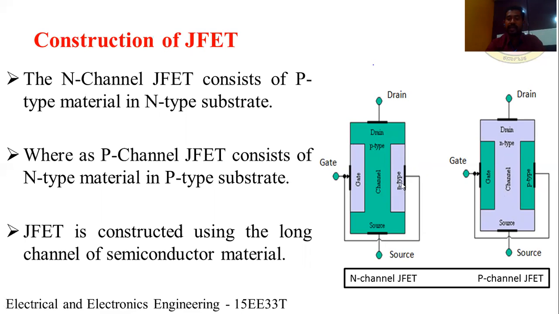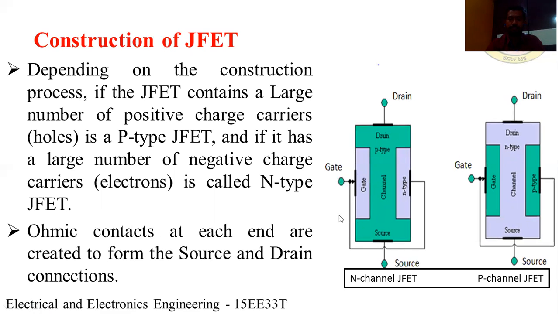This one is called N-type substrate. Whereas in P-channel JFET, it consists of N-type material in P-type substrate. JFET is constructed using a long channel of semiconductor material. This is the channel, the long channel of semiconductor material, that is nothing but silicon or germanium material.